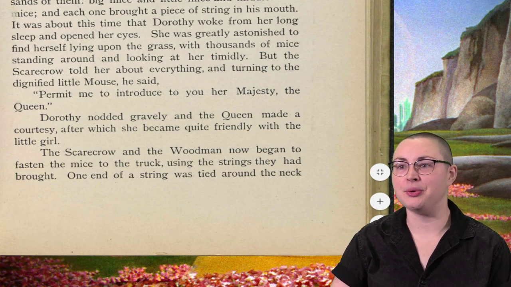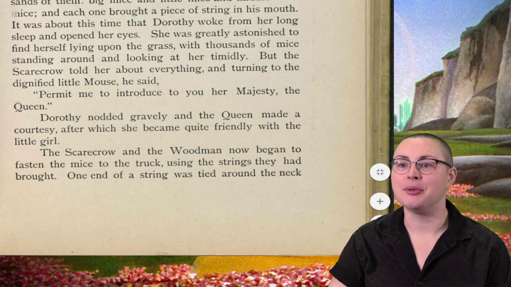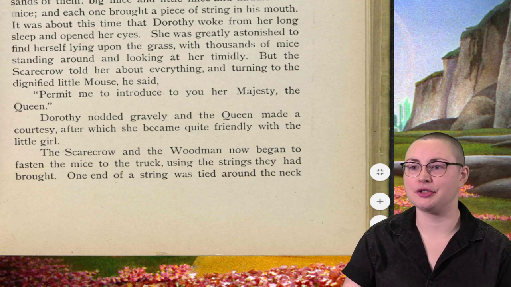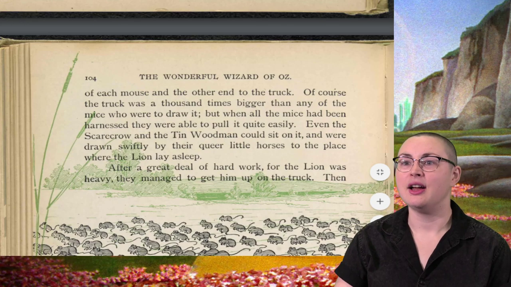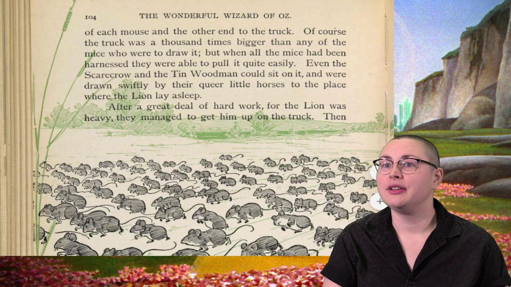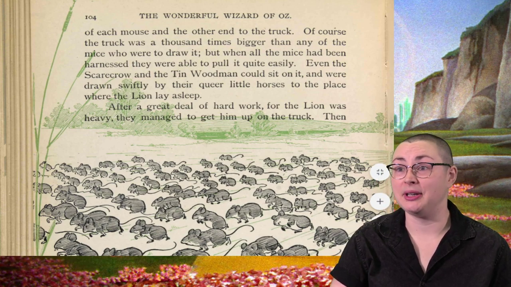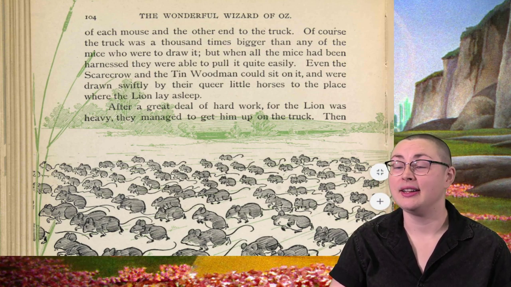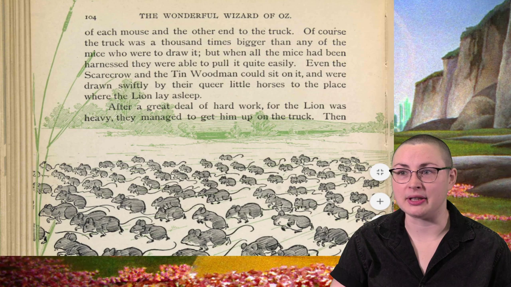The Scarecrow and the Woodman now began to fasten the mice to the truck, using the strings they had brought. One end of a string was tied around the neck of each mouse, and the other end to the truck. Of course, the truck was a thousand times bigger than any of the mice who were to draw it, but when all the mice had been harnessed, they were able to pull it quite easily. Even the Scarecrow and the Tin Woodman could sit on it, and were drawn swiftly by their queer little horses to the place where the lion lay asleep.